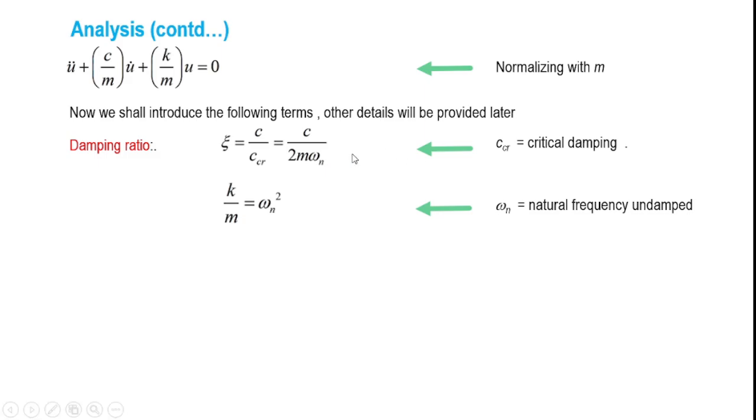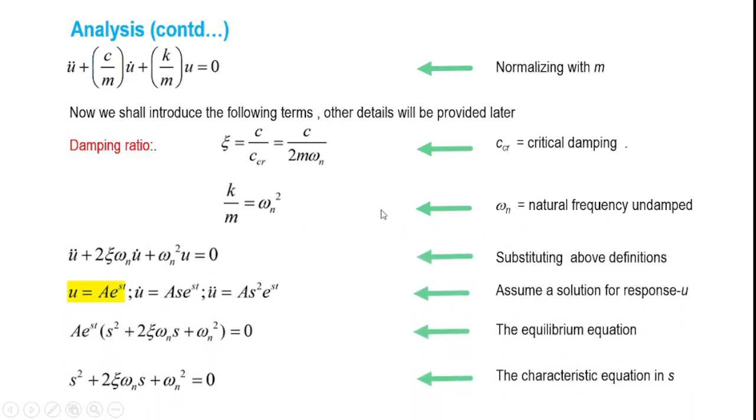So here we have the damping ratio zeta, which is c divided by 2m omega n. Now the second substitution is already known to us: k by m is omega n square. We know that it is nothing but the natural frequency of an undamped system. Making the substitutions, the differential equation reduces to u double dot plus 2 zeta omega n u dot plus omega n square u equal to 0.